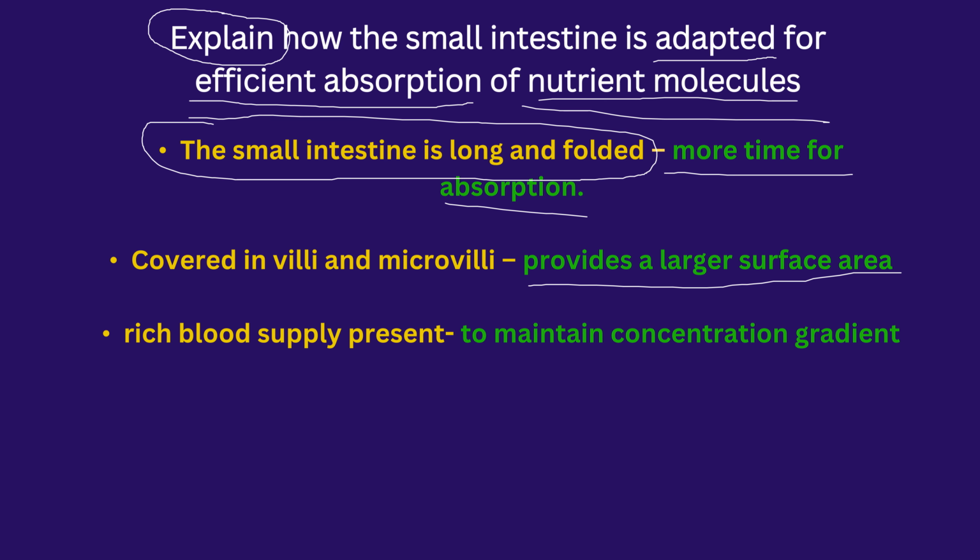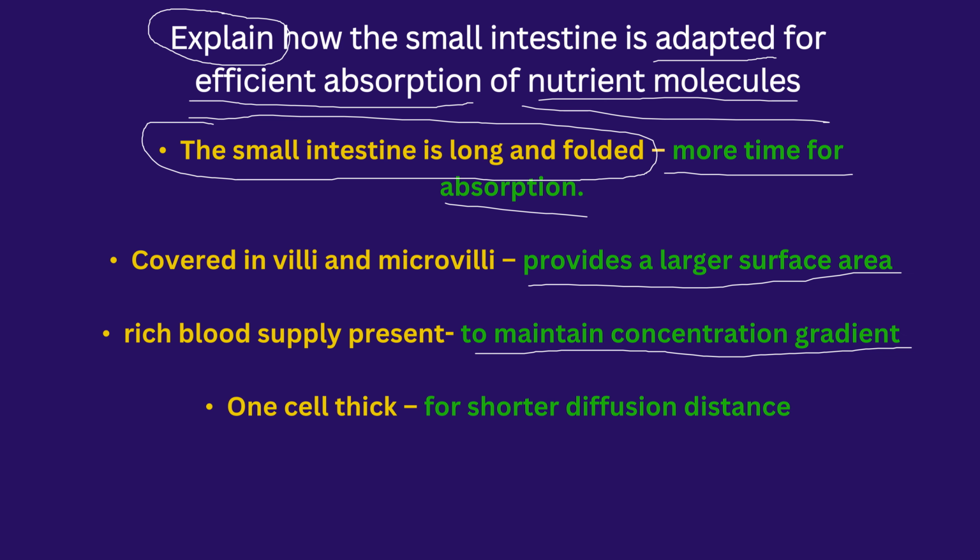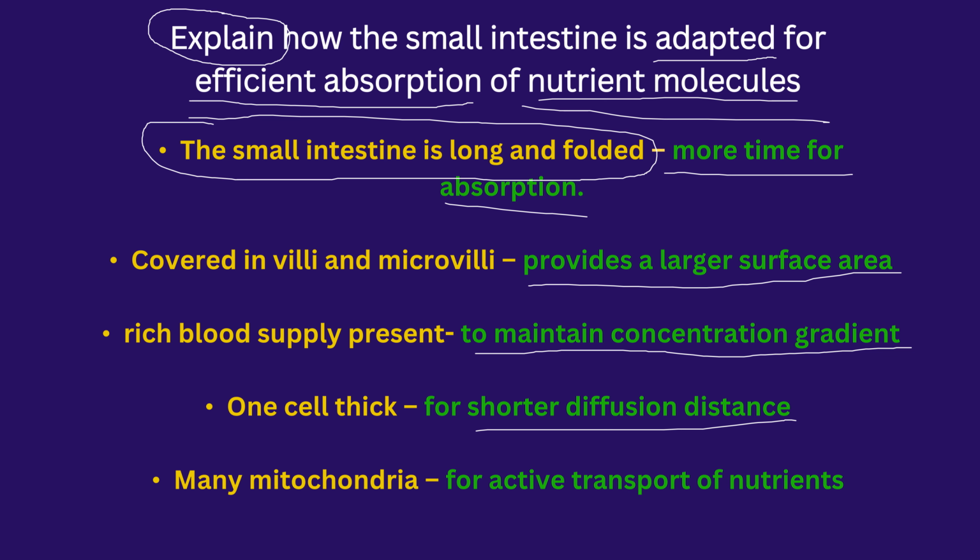Number 3, rich blood supply is present. That is the adaptation. So what? To maintain a concentration gradient. Number 4, it is one cell thick. So there is a shorter diffusion distance. Lastly, many mitochondria present, and this is for active transport of nutrients. I hope you understand this.